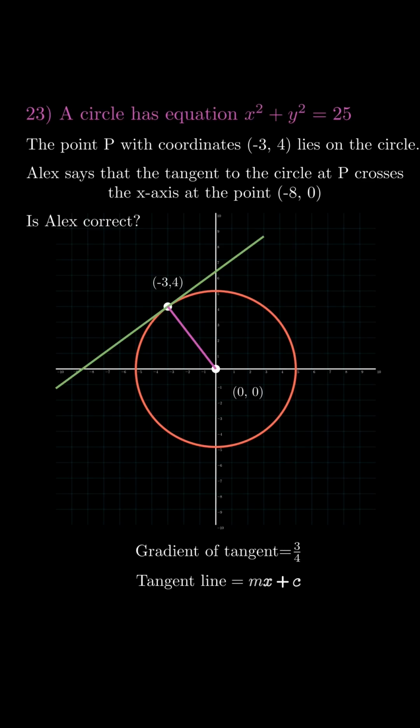Now we have the equation of the tangent line as follows: y equals 3 over 4x plus c. To find c, we can sub in the values of x and y from point P. So we get that c is 25 over 4. Now we can check where the line crosses the x-axis and check if Alex is correct. The line crosses the x-axis when y equals 0, so we can sub in y into the equation and solve for x. As we solve, we find that x is equal to minus 8.3 recurring, so Alex is not correct.